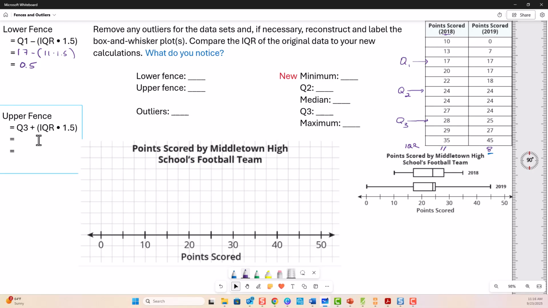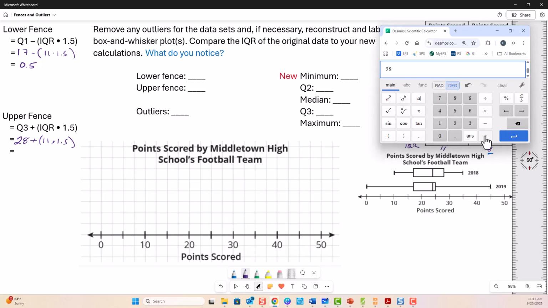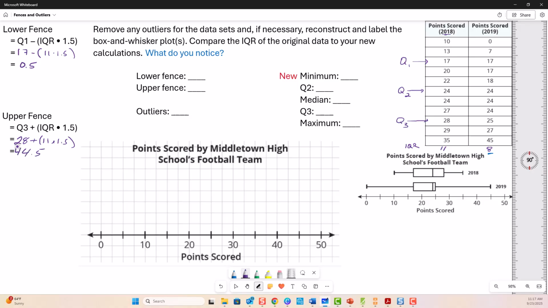Let us check the upper end. Our Q3 here is 28. So now we want 28 plus our interquartile range times 1.5. That gives us 44.5. We do not have any outliers in 2018. There are no data points above our upper fence or below our lower fence.